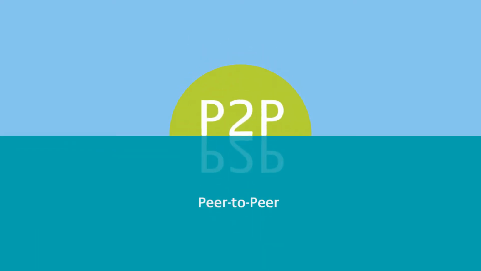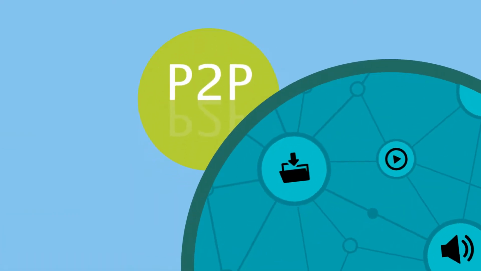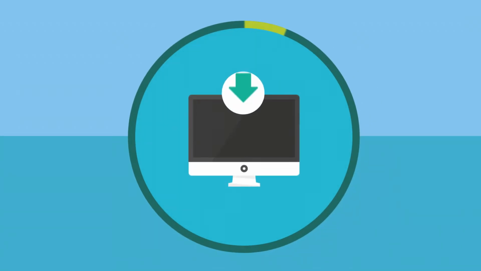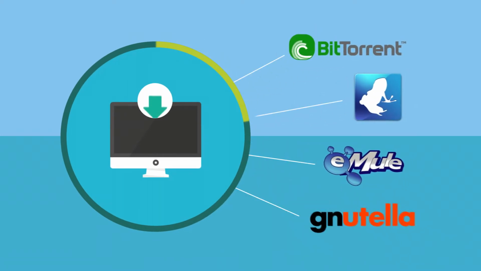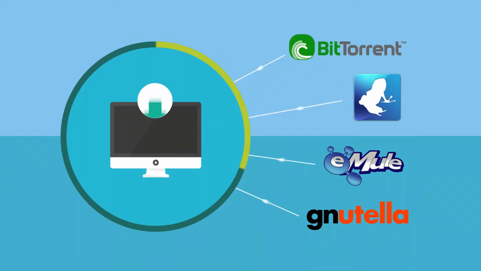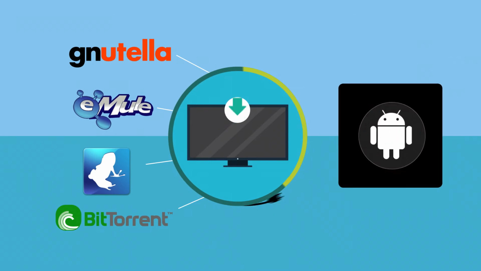Peer-to-peer, or P2P, organizes the way large files are shared on the internet. You may already use some P2P software to download certain files, such as BitTorrent, Vuze, eMule, Gnutella, as well as Android and some IPTV boxes.